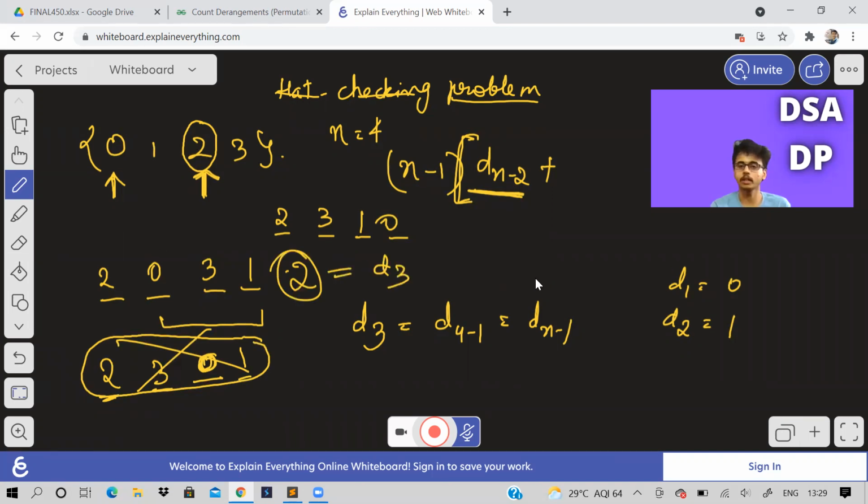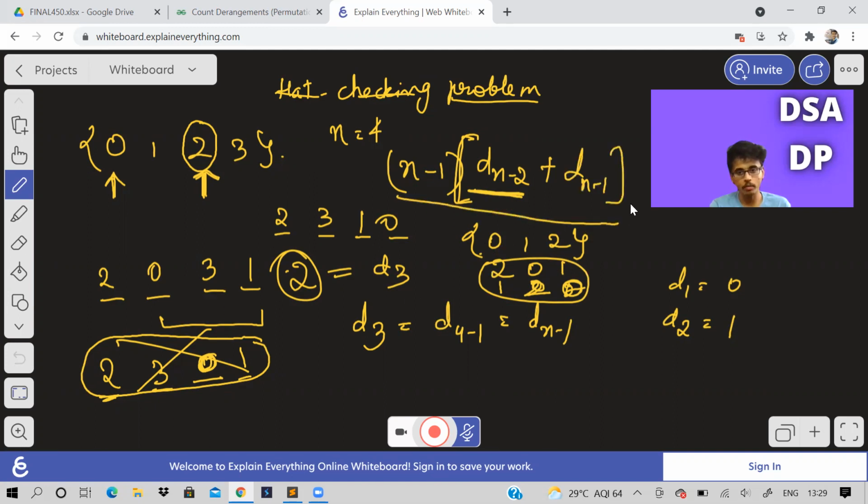You can take it. Let us understand, if there were 3 elements, 0, 1, 2, how many derangements are possible? 2, 0, 1. 1, 0, 2, not 1, 0, 2. 1, 2, 0. So d of 3 is 2 only, right? So I hope you're able to understand how we are getting this formula, and I hope I'm able to verify that.